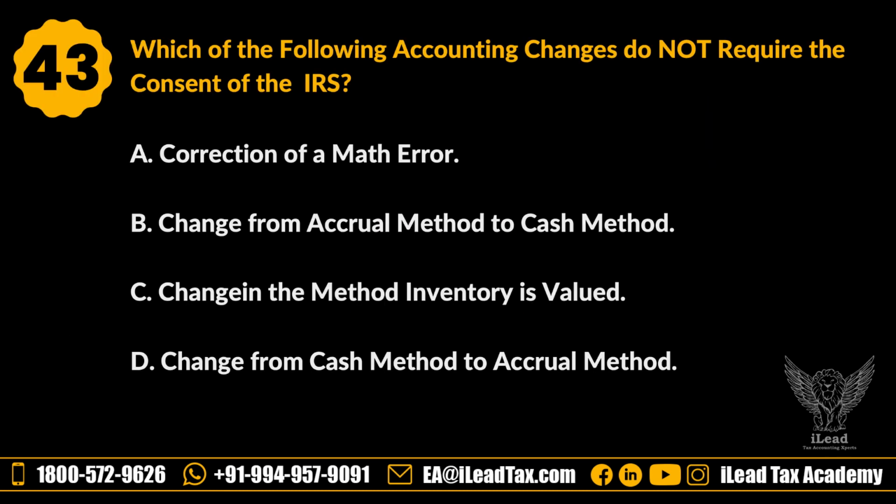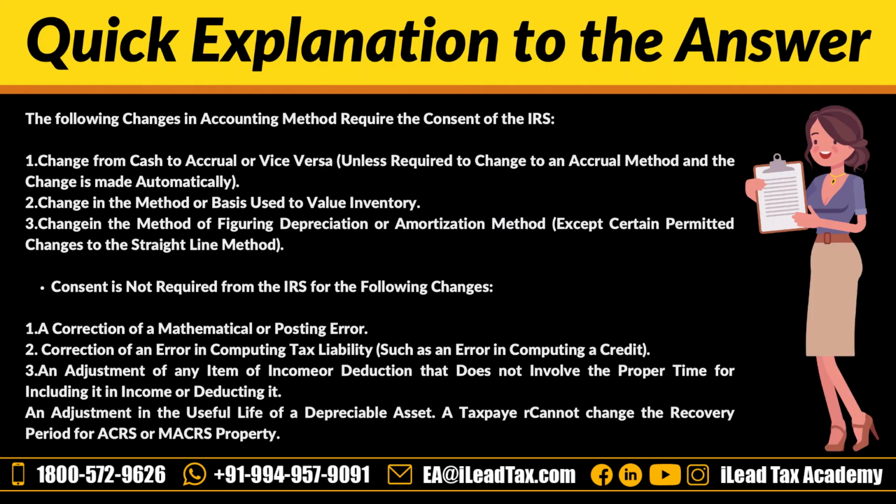So B, C, D require IRS approval: a change from accrual method to cash method, cash method to accrual method, and change in the inventory methods. So only option A doesn't require the IRS approval, because correcting a math error does not require the consent of the IRS. A math error can be corrected without seeking formal permission. So option A is the correct answer. Let's go to the next question.